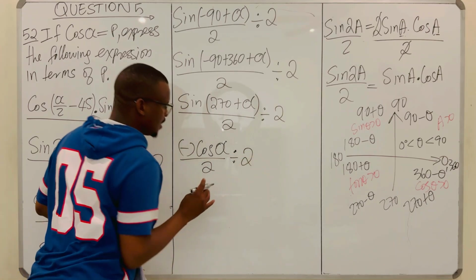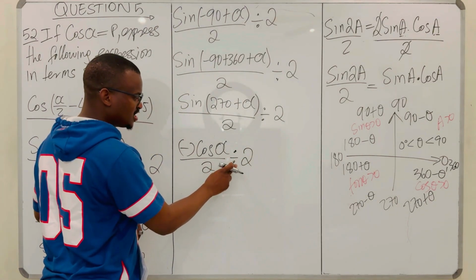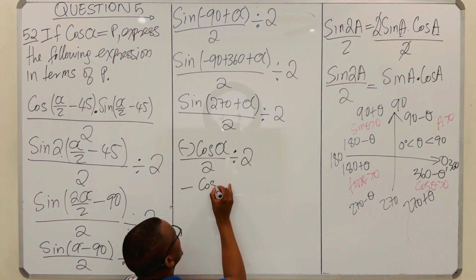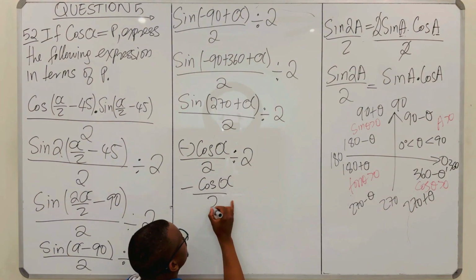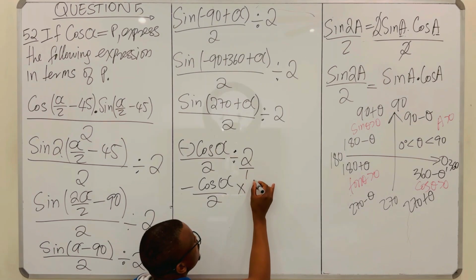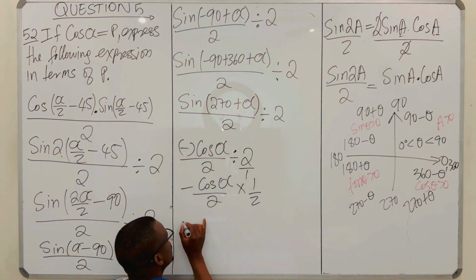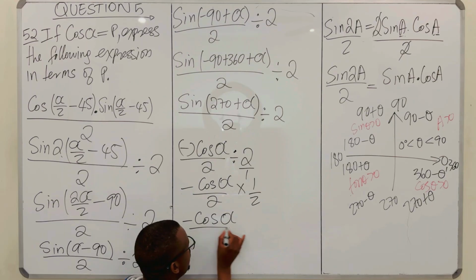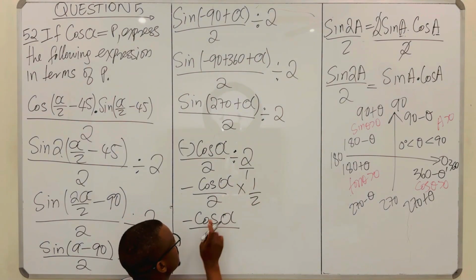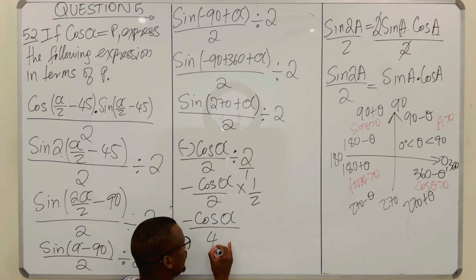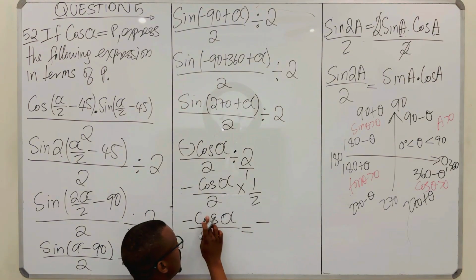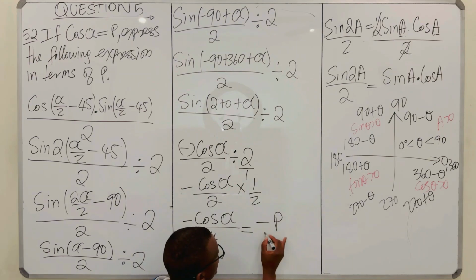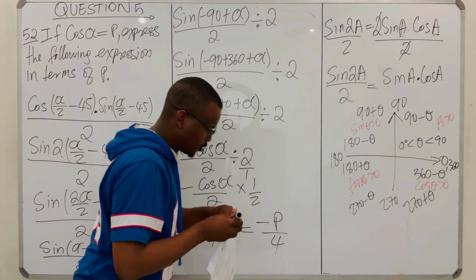Divide by 2. Then the only thing that you have to do, change this to a multiplication sign. So it will become what? Negative cos alpha all over 2 times, this is over 1, so it will be times 1 over 2. So this is negative cos alpha over 1 times this, negative cos alpha, 2 times 2, it's all over 4. So you have negative cos alpha, and you're told that cos alpha is called p. So this is negative p over 4.